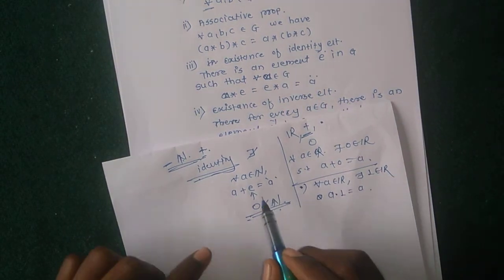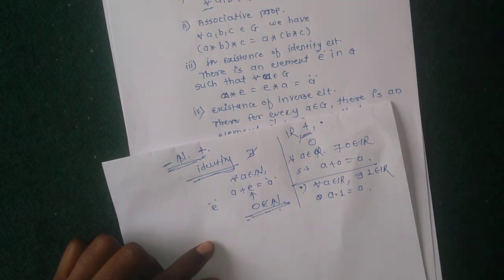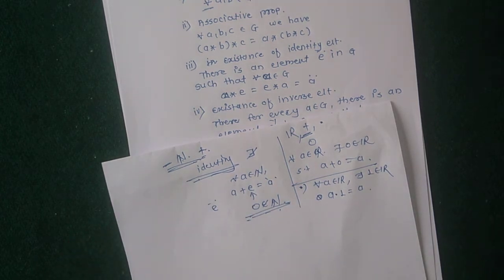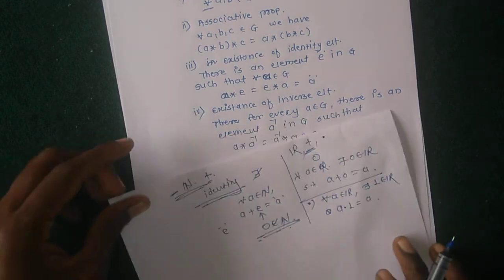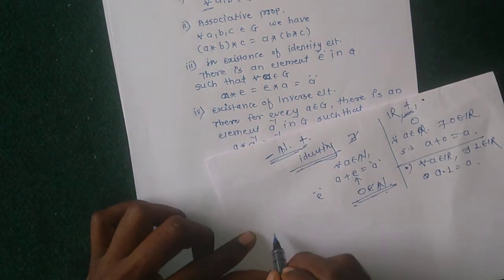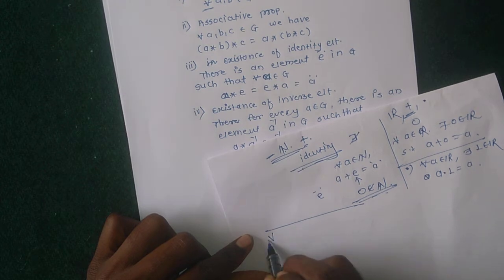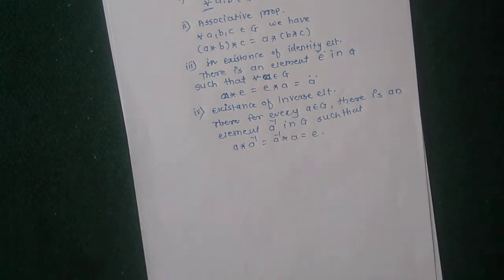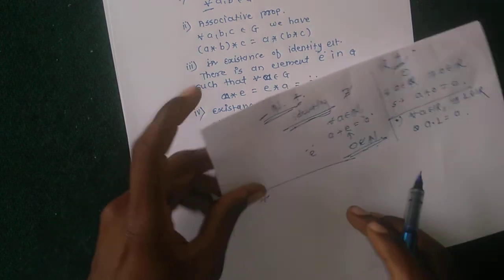Here the identity element is only one single element existing in the given set G, but for inverse elements, for every element there exists an inverse element. It means that for every element there is a different inverse element or the same inverse element existing in that set.